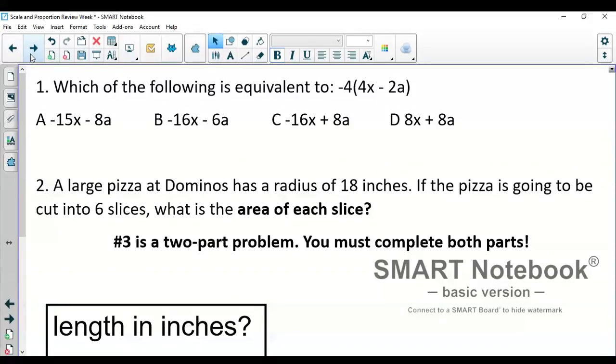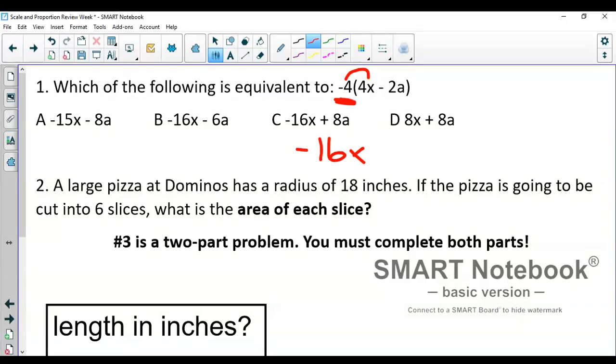Number one says, which of the following is equivalent to -4 parentheses 4x minus 2a? Well, in order to solve this, you need to use your Desmos calculator. And what you have to type in, and this is really important, is -4 times 4. And -4 times 4 is -16. So we're looking at a -16x. Right off the bat, we can eliminate anything that does not have a -16. Then we need to type in -4 times -2, and -4 times -2 gives you +8, so that is +8a, so number one is C.